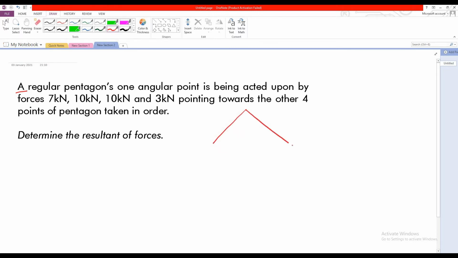So this is a pentagon, a regular pentagon. Regular pentagon means all the sides are equal and all the 5 angles are going to be equal. Now one angular point is being acted upon by 4 forces. Let's say this is the point, let's name it point O. The point O is being acted upon by 4 forces 7, 10, 10 and 3 kilonewton, pointing towards the other 4 points taken in order. It means we have to maintain this order. That is, the first force will be 7, then 10, then 10, then 3.